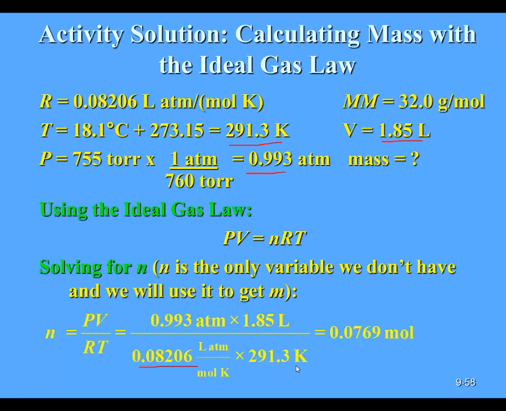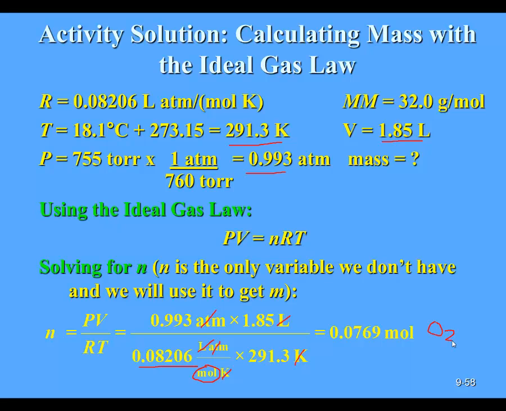Okay, I'll notice that my Kelvins cancel, my atmospheres cancel, and my liters cancel. I'll end up with an answer in moles, and so I calculated that I have 0.0769 moles of diatomic oxygen gas present in the cylinder under this set of conditions.